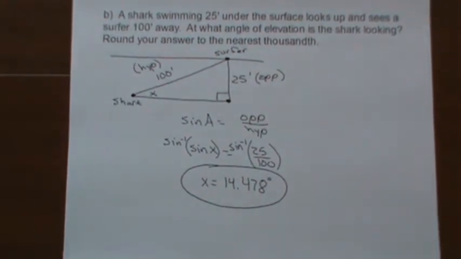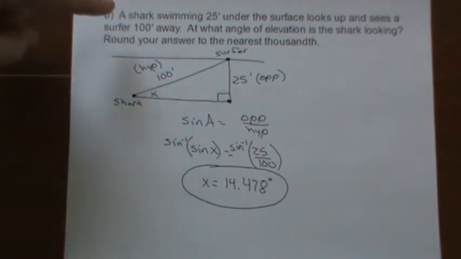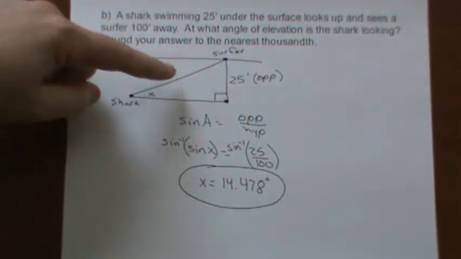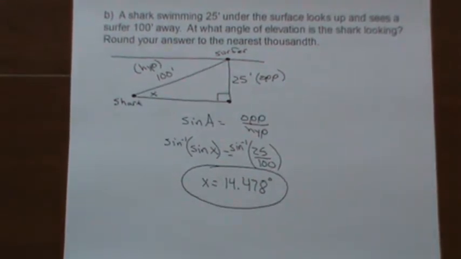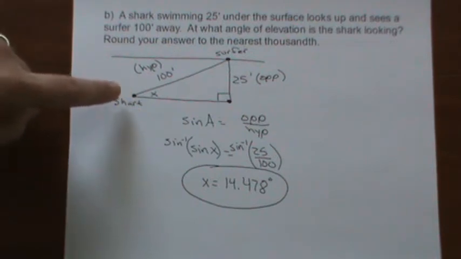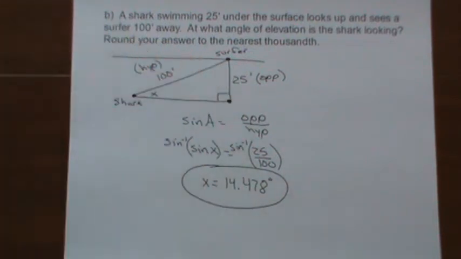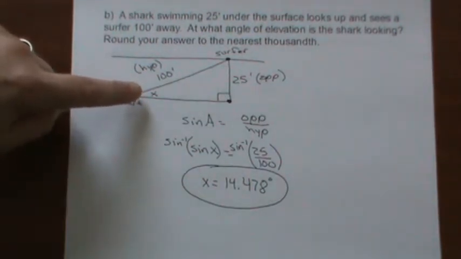It says that it sees a surfer 100 feet away. So that means that the distance from the shark to the surfer is 100 feet. The question asks, at what angle of elevation is the shark looking? Round your answer to the nearest thousandth. So remember, angles of elevation have to go from horizontal. So my shark's doing the looking, so I drew a horizontal from the shark to directly underneath the surfer so that I could get my angle right here, which I called x.